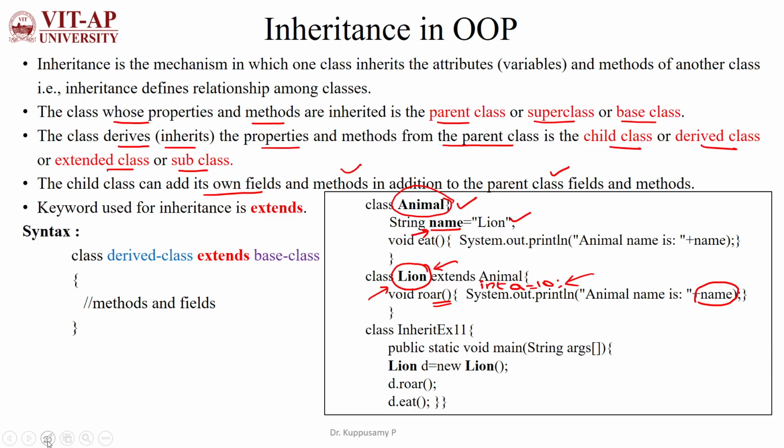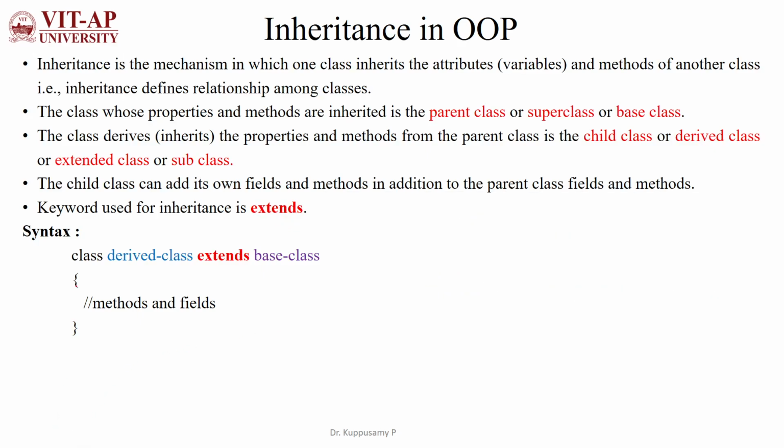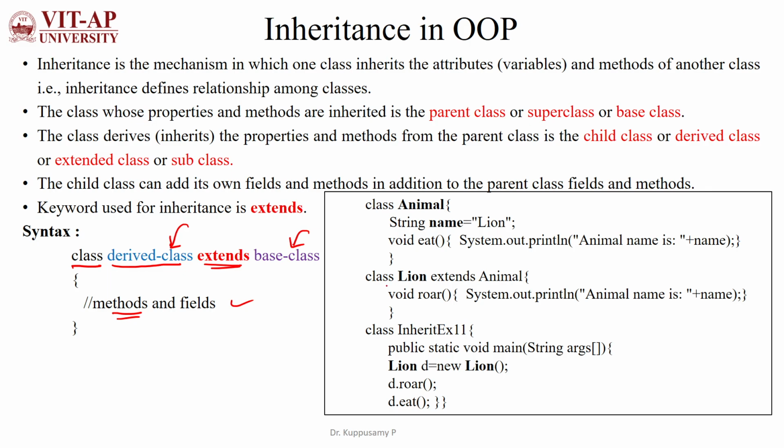The keyword used to represent inheritance is extends. Look here, we are using the keyword extends to inherit the parent class animal. The syntax is: class is the keyword, then the derived class, that means the child class name, and extends, then the parent class or base class name. Then you can define any number of variables and methods here. You see, class is the keyword, lion is the derived class name, extends is the keyword, and animal is the parent class or base class name.